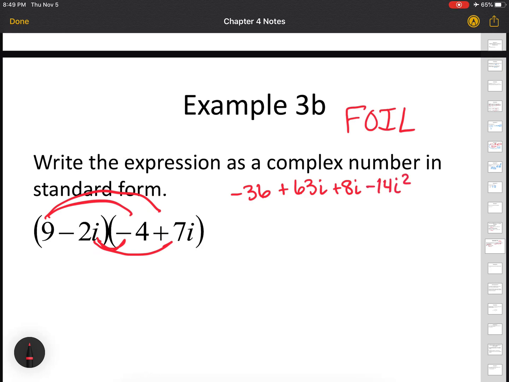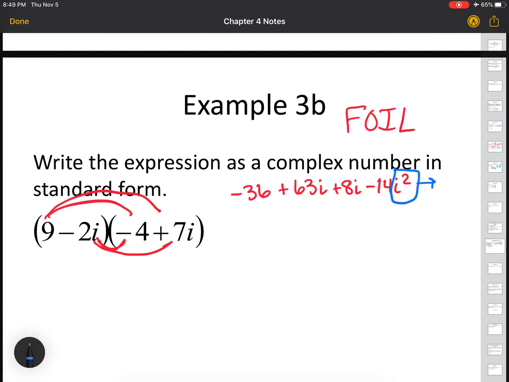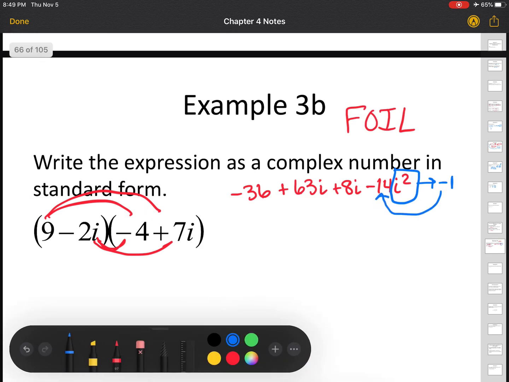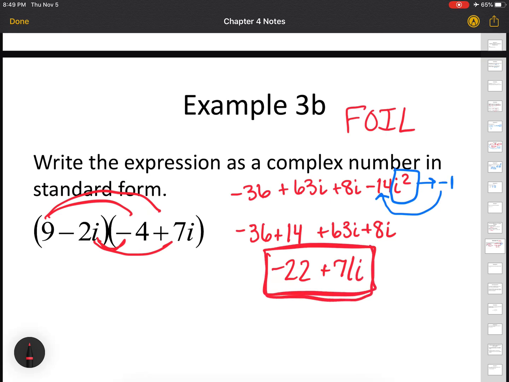But these had two i's, so i squared. And if I pull out i squared, that was special. That was negative 1, which flips the sign on my negative 14. And how I'm going to write this is by moving it up here with the negative 36. So it changes to positive 14. And I'm recopying down my i stuff. It's just going to make it easier on me to combine here in a second. Because negative 36 and 14, that's negative 22. And 63i and 8i make 71i. And here's my complex number out of that.